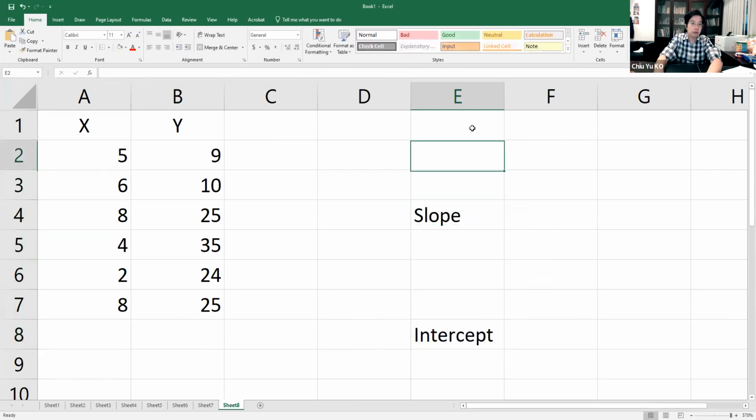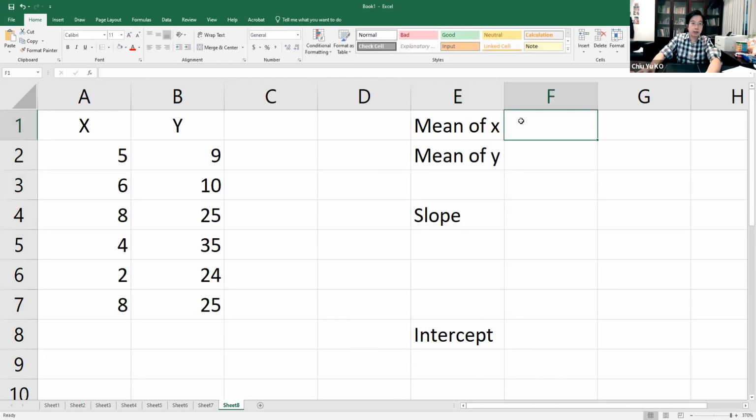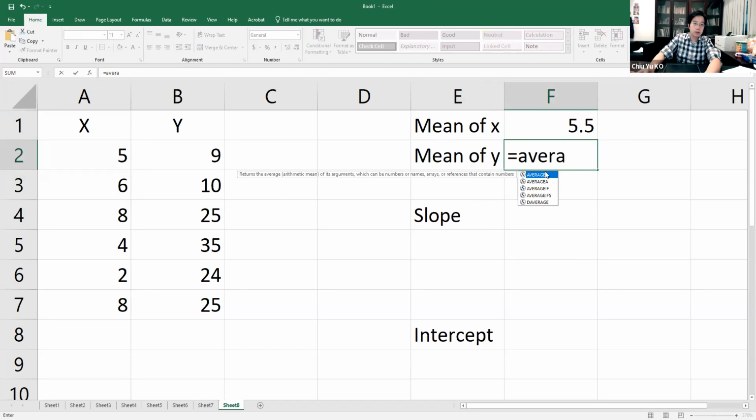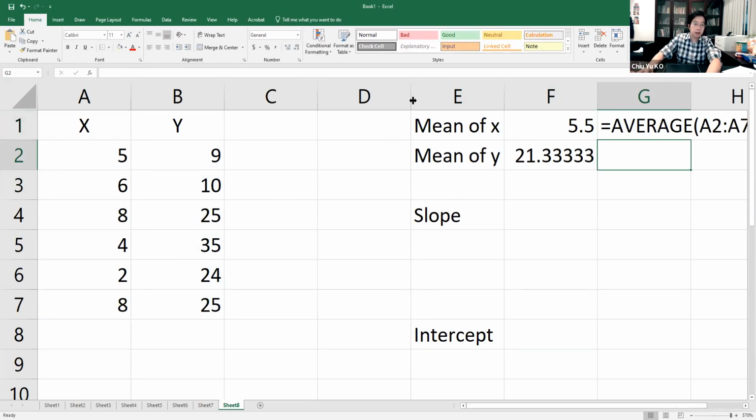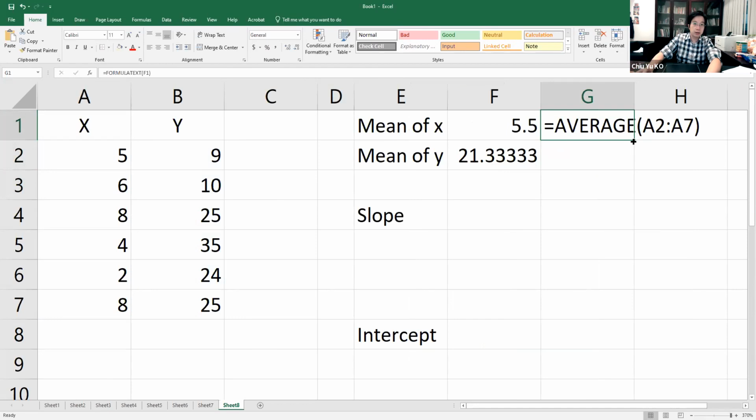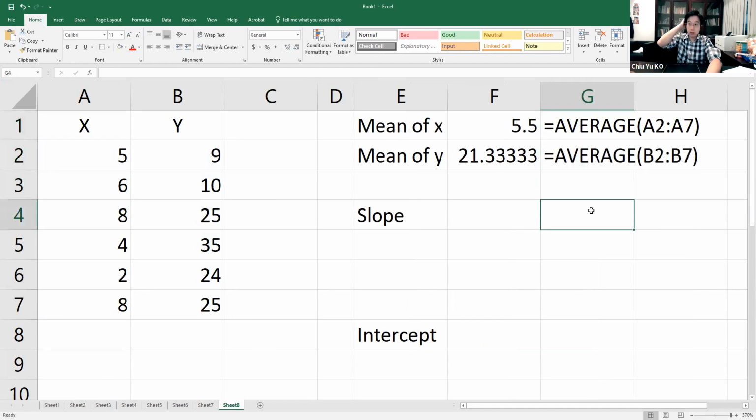Okay. So we want to calculate the mean of X and the mean of Y. That comes from using the average function, average of X, right? And you can have average of Y. Okay. So let me do the formula test here. So this is average of X and average of Y. Okay. So that comes in handy for the next one.